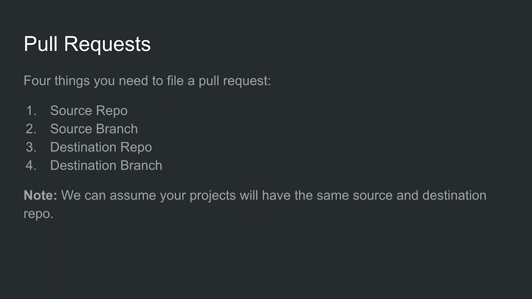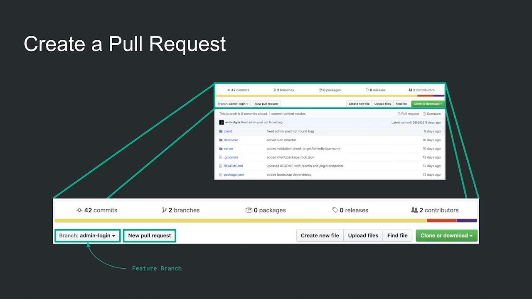So to file a pull request, you'll need 4 things: the source repository, the source branch, the destination repository, and the destination branch. For us, we can assume that our projects will have the same source and destination repositories, so really let's just focus on the branches. By looking at this example on GitHub, we can see that our current branch is the admin login. That's our feature branch.